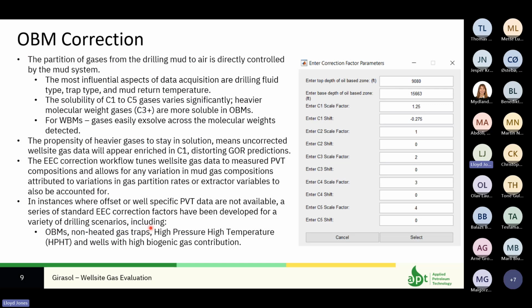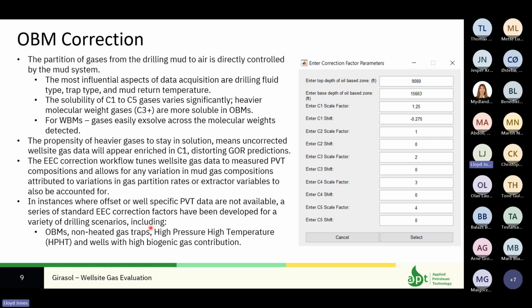So the partition of gases from the drilling mud into the air in the gas trap is directly controlled by the mud system. And the most influential aspects of data acquisition are drilling fluid type. So are you an oil-based mud or a water-based mud? The trap type, is it a constant volume trap? Is it a heated gas trap? And the actual mud return temperatures.